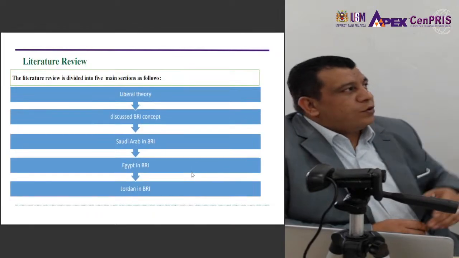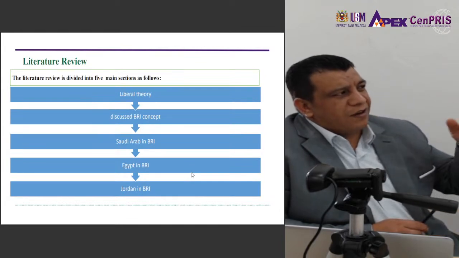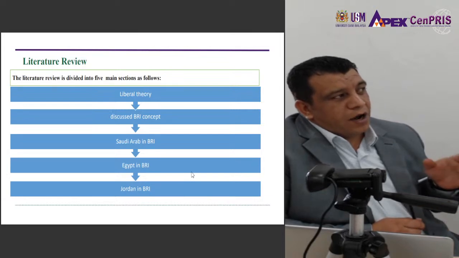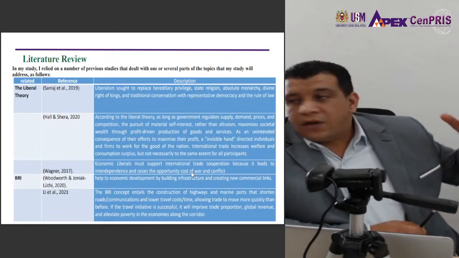This is the literature review. It is divided into 5 main sections as follows: liberal theory, discussing the BRI concept, Saudi Arabia in BRI, Egypt in BRI, Jordan in BRI.